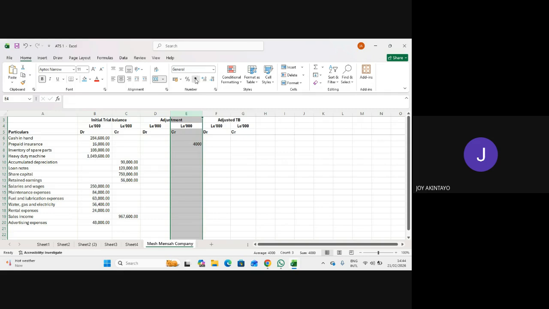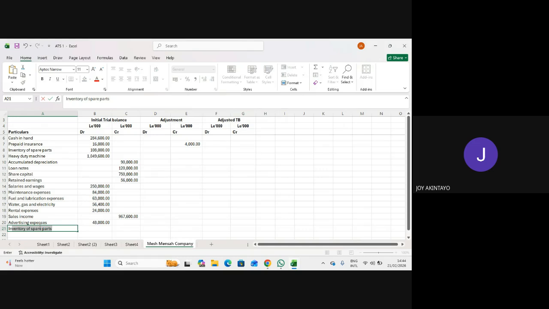We credit this by 4,000 naira to reduce our prepaid expense. Then we now create insurance expense. You create your insurance expense to be how much? That one will now be on the debit side, under adjustments, 4,000. Do you understand?